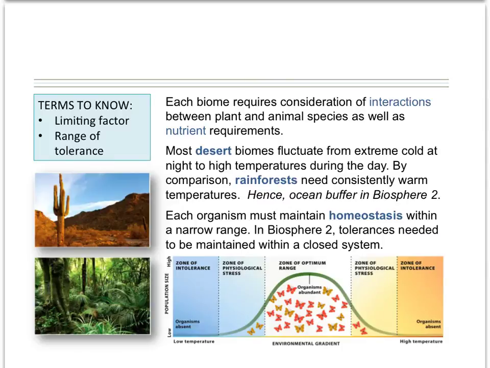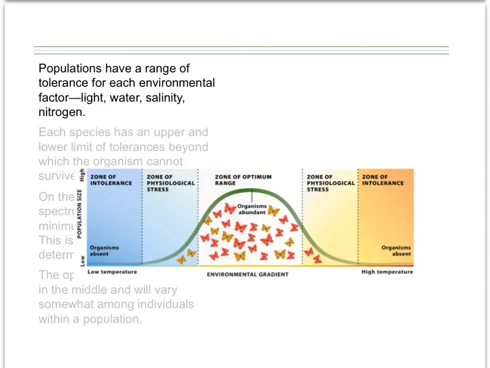All living organisms have requirements in light, in water, and salinity, and nitrogen, and shelter, and all of these things can be met by the biomes in which they live. And so this graph here really shows that you have a population of butterflies here, and it has this optimum range where it exists in this particular biome, and as you move away from this optimum range, you're not having as large a population because they have not evolved to live in these other types of climates.